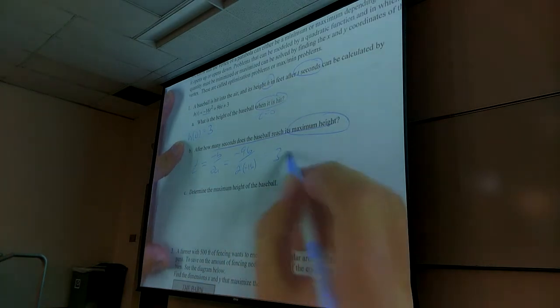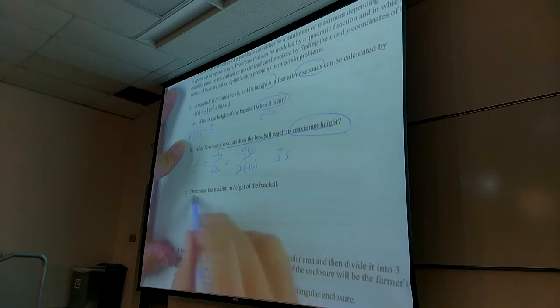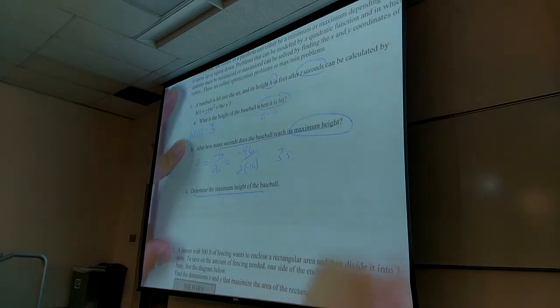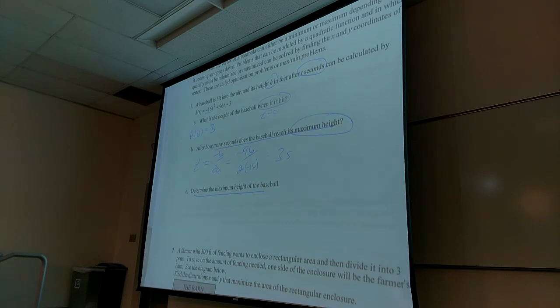So that's 3 seconds later. That's when it reaches its maximum height. How do I figure out what the maximum height is? Plug it in. If I want to know what the height is at 1 second, I plug 1 in to see what the height is. 3 seconds is when it hits the max height, so I plug a 3 in to see what that max height is.